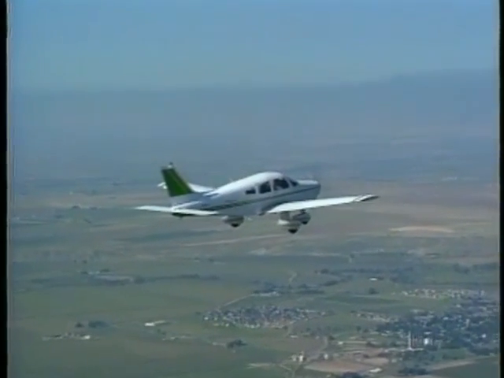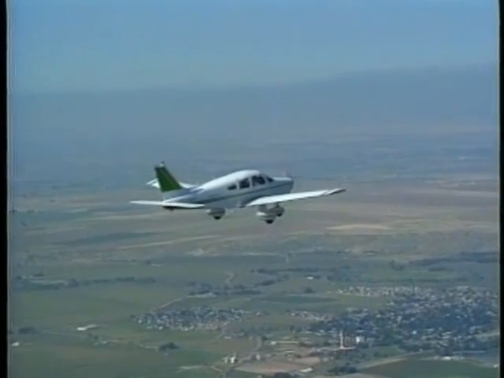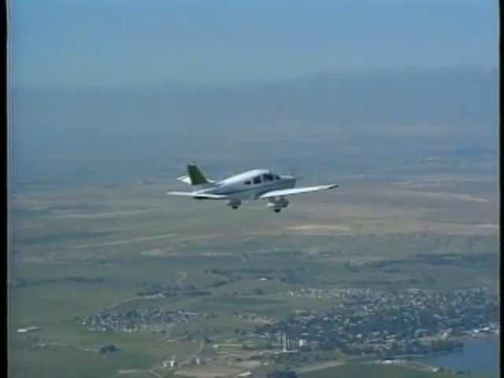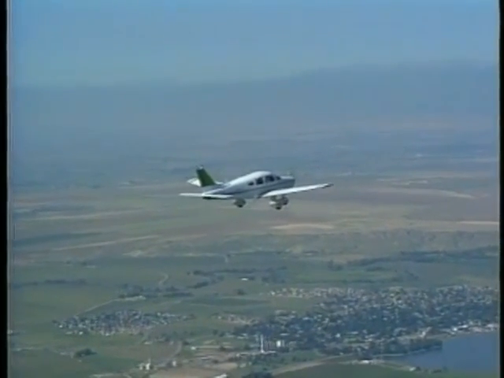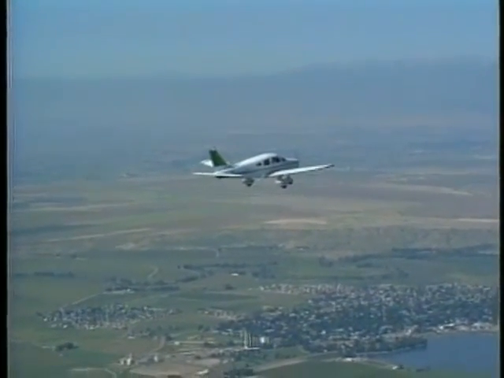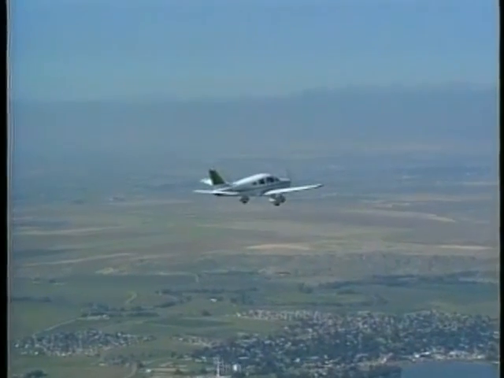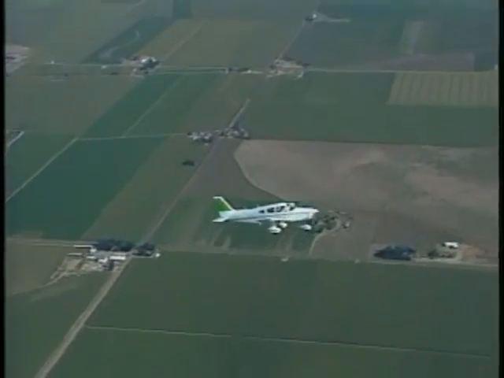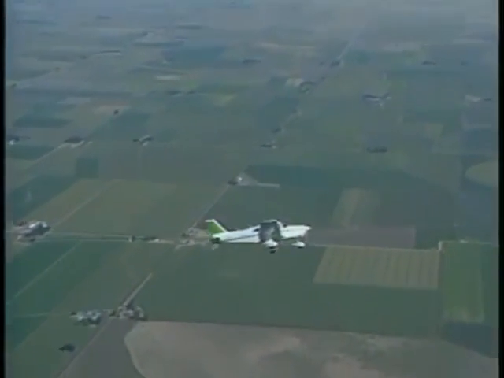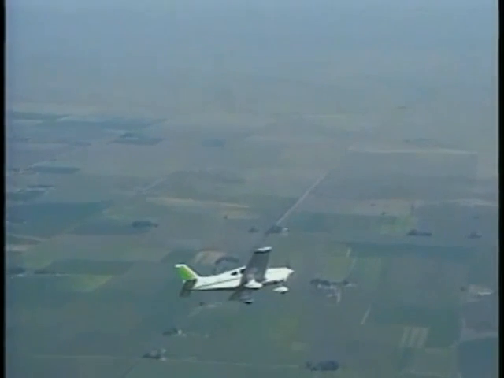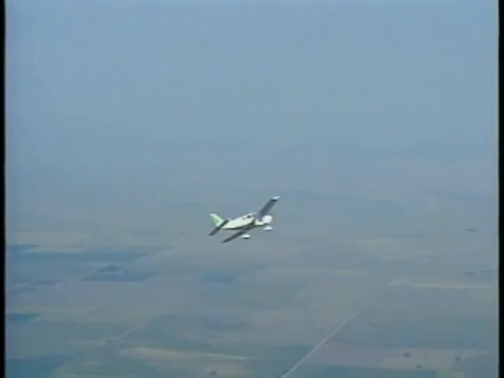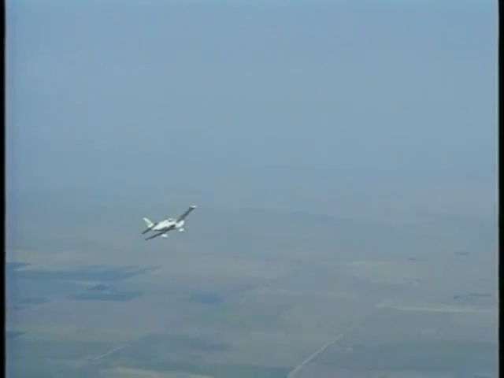Hold the rollout heading momentarily, and then smoothly recover by slowly lowering the nose to a level flight attitude. Your objective is to allow the airplane to accelerate back to cruise airspeed while maintaining a constant altitude. Practicing chandelles will help you learn positive control techniques at varying airspeeds and attitudes, which will improve your ability to control your airplane during maximum performance maneuvers.